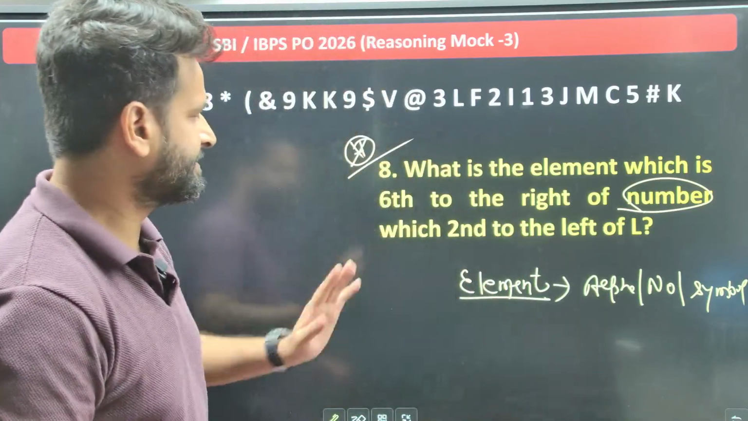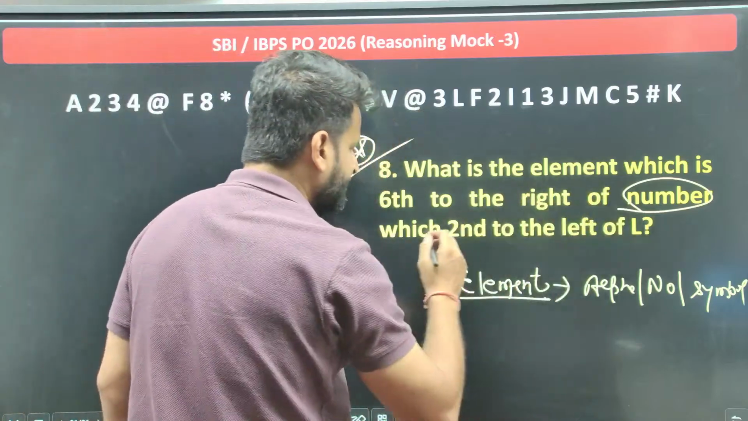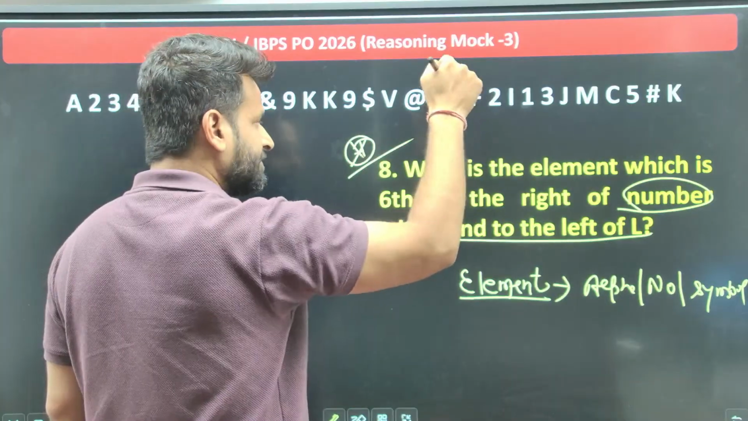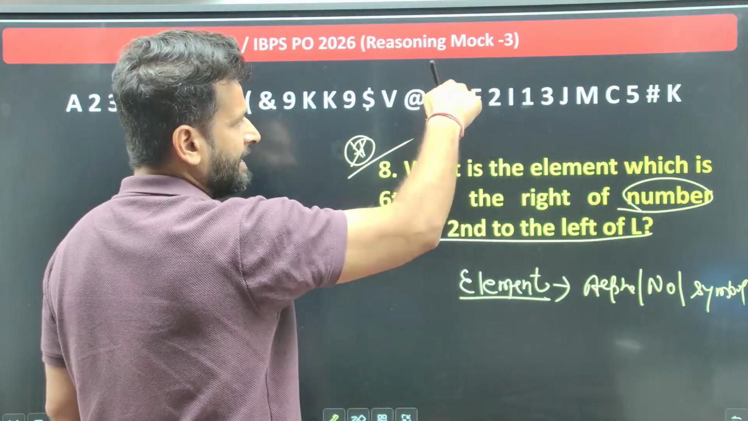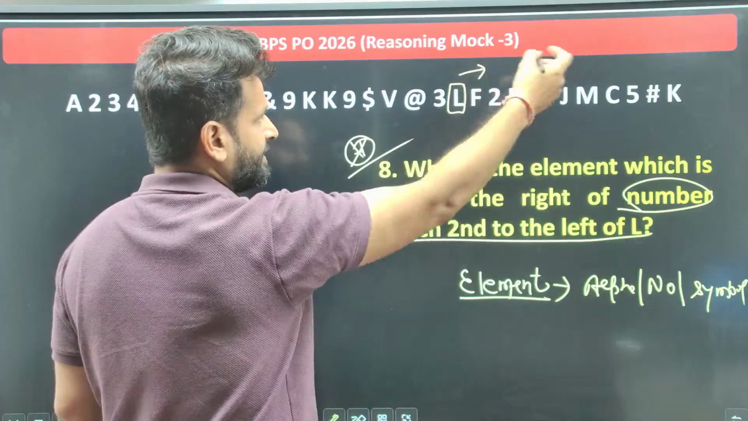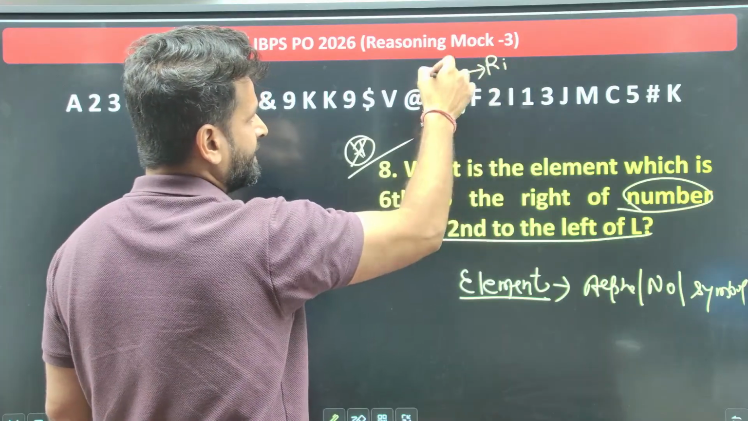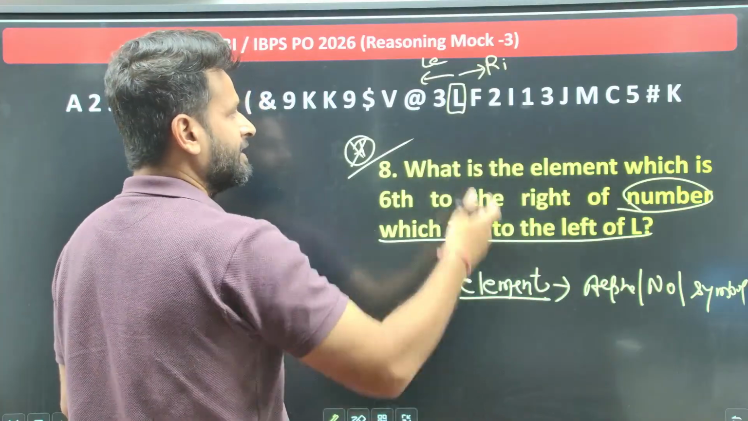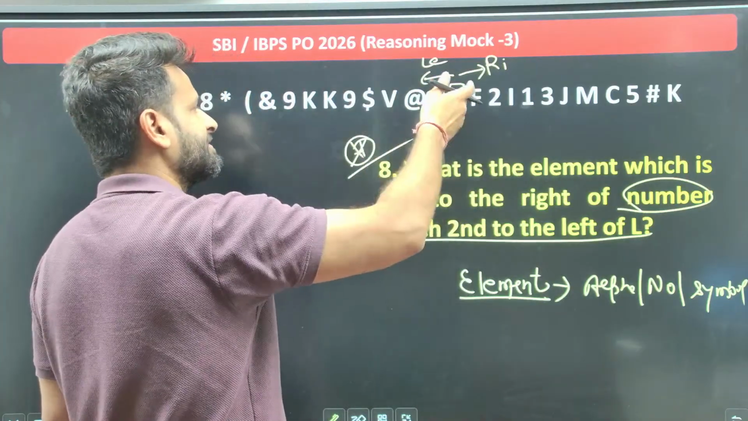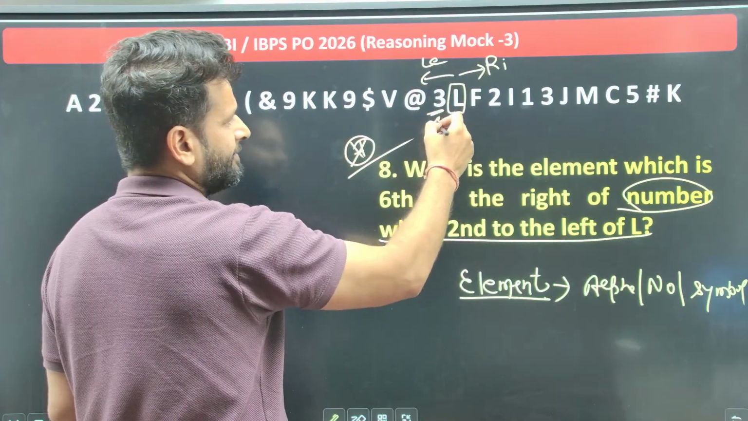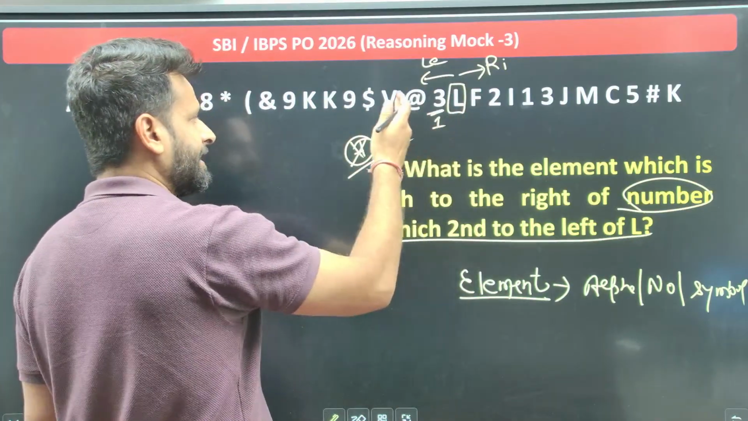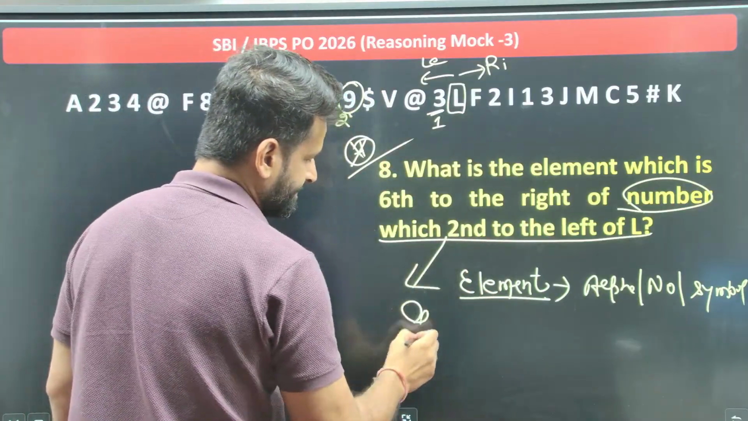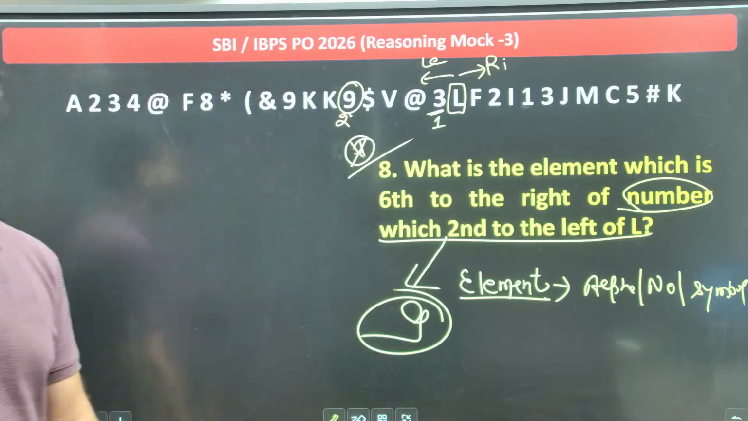For example, in this case, number which is second left of L. This is L. With L as the base, if you go in this direction, this is your right side. Going here, this will be your left side. Number which is second left of L. Towards the left hand side of L, 3 is the first number. Then this is my second number. So basically, the value of this is 9. I hope this is clear.